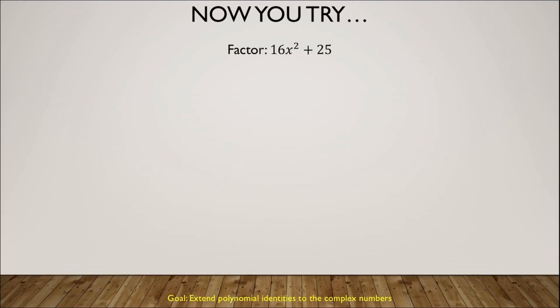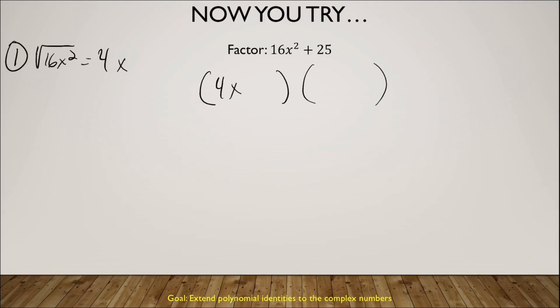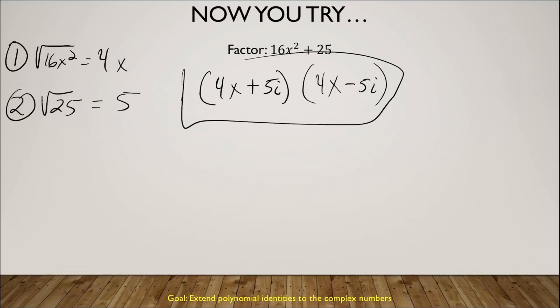All right, let's try this again, where we have the coefficient not 1. Square root of the first term, 16x squared. Whenever I have a number and a variable, I'm going to take each of them separately. The square root of 16 is 4. Square root of x squared is x. That is my first term in each of these. Next, I have the square root of 25, which is 5. Remember, I'm going to add that i to the backside. Then I have a plus and a minus. There's my answer.